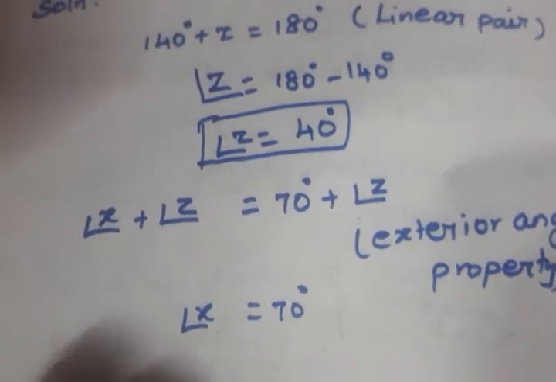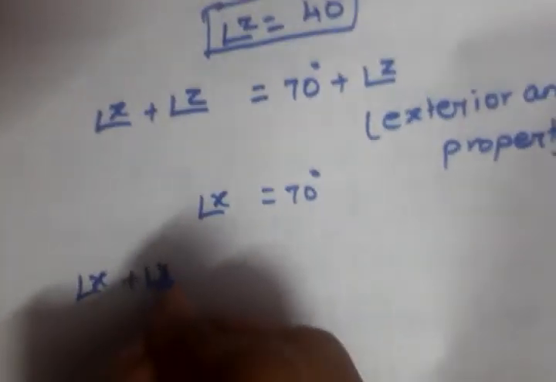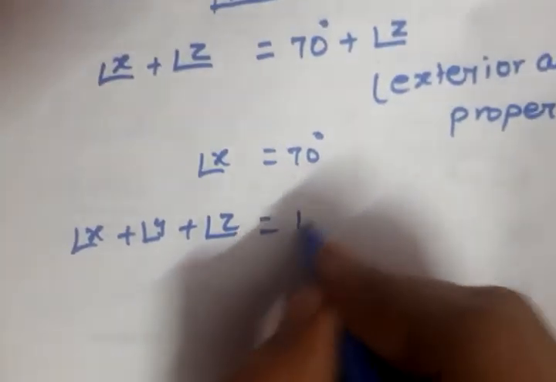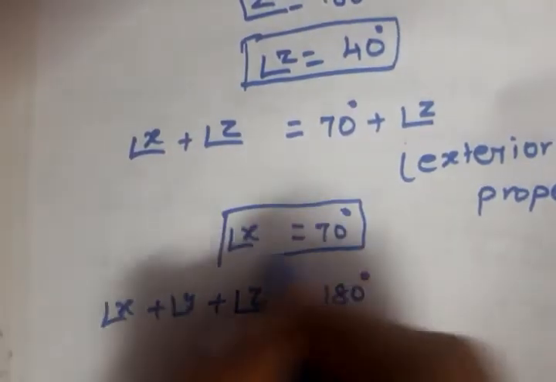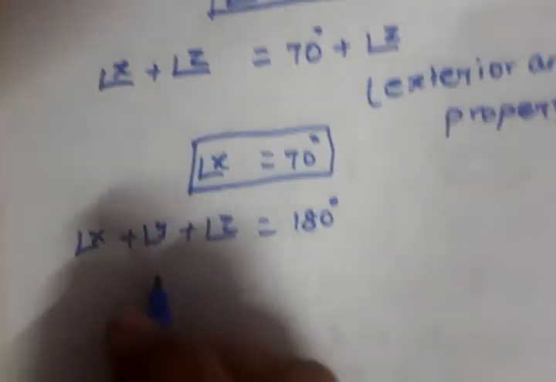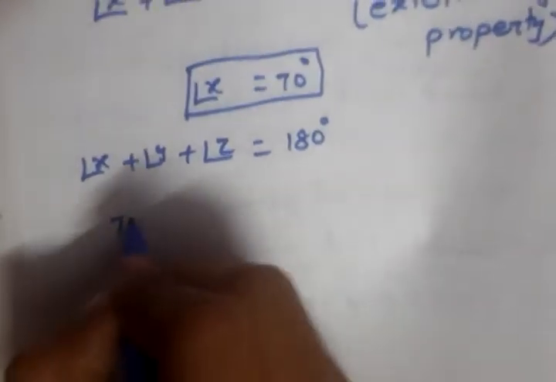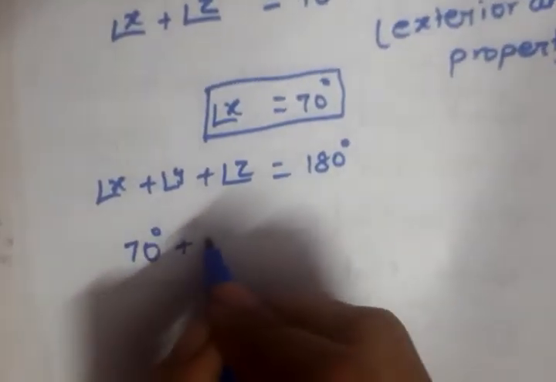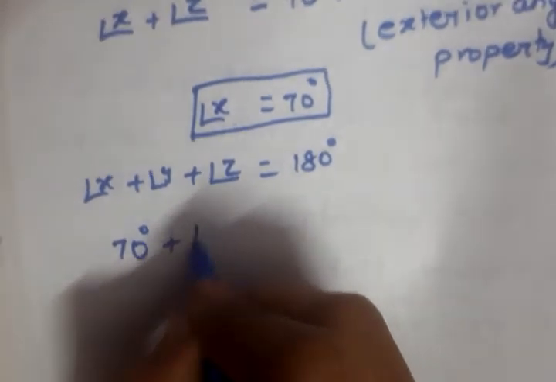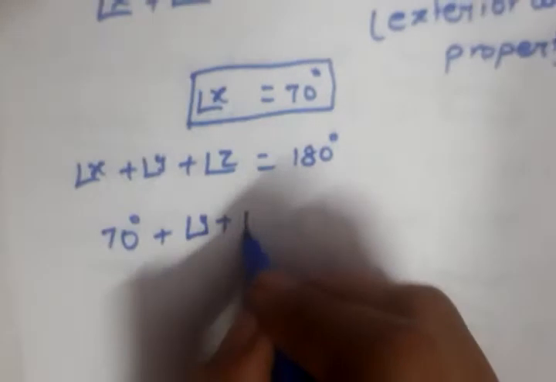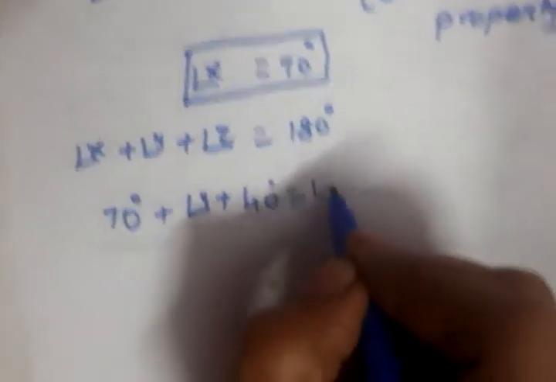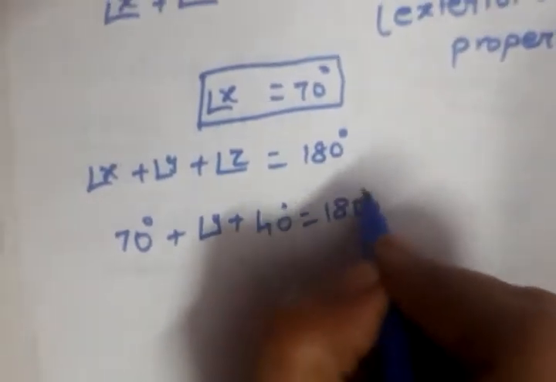Angle x plus angle y plus angle z is equal to 180 degree. Okay. Already we found the value of x and z. So angle x value is 70 degree plus angle y. We find the value of angle y, plus angle z value 40 degree, equal to 180 degree. Okay.